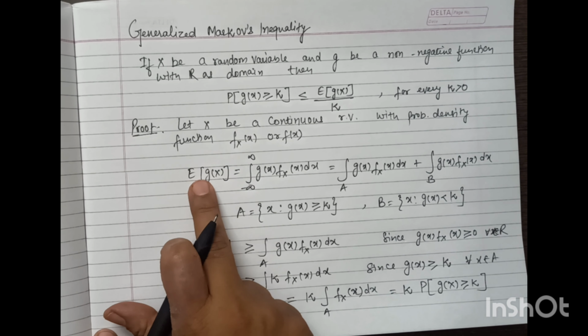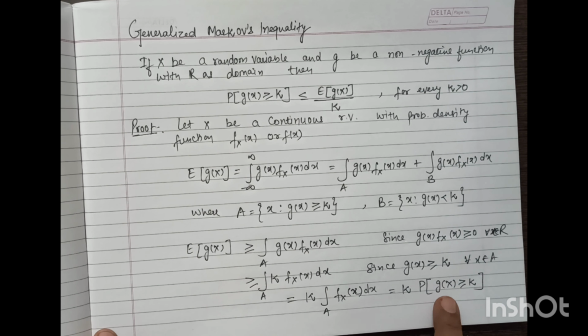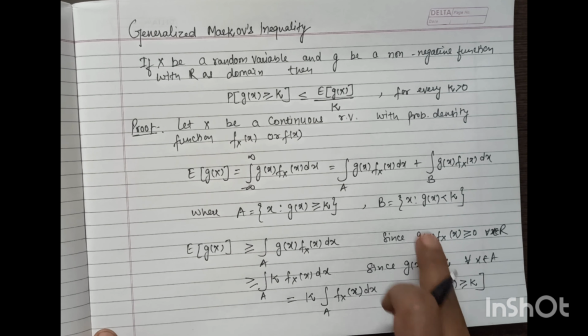So now just having this value with a greater symbol, with this we arrive at the conclusion. Shifting k over here, with a greater symbol, we are left with this probability.